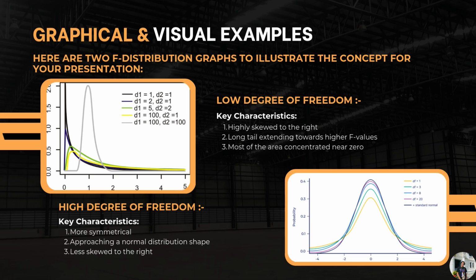In high degrees of freedom, the distribution becomes more symmetric. As the degrees of freedom increase, the F distribution starts to resemble a normal distribution. It is less skewed, meaning extreme F values are less likely. This visualization helps us to determine how the F distribution behaves in different statistical tests. When performing an F test, the degrees of freedom play a crucial role in shaping the distribution and determining the critical value.